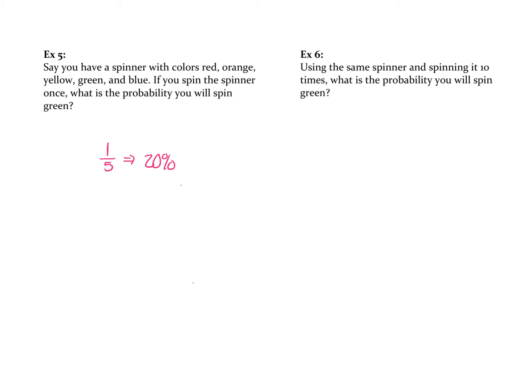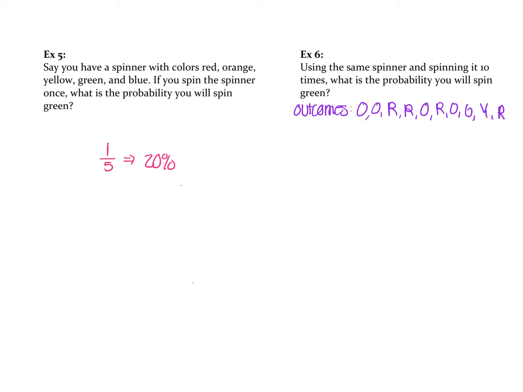Okay, and example 6 says, using the same spinner and spinning it 10 times, what is the probability that you will spin green? This is similar to the last one. I'm going to pause the video, spin the spinner 10 times, and see what happens. All right. As you can see, I've spun the spinner 10 times, and my results were orange, orange, red, red, orange, red, orange, green, yellow, and red.